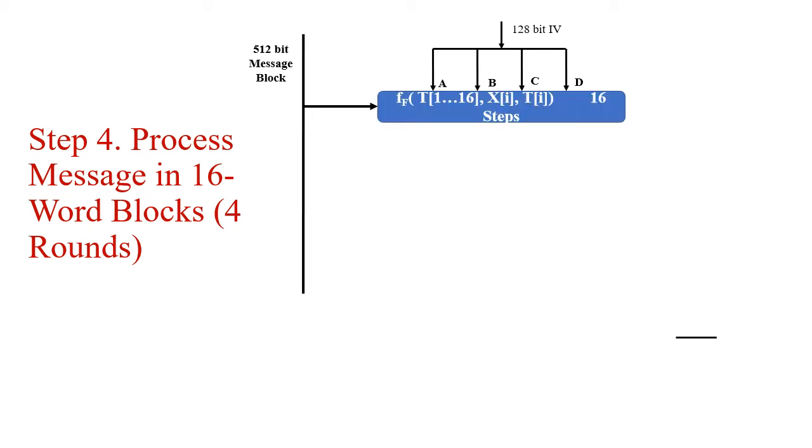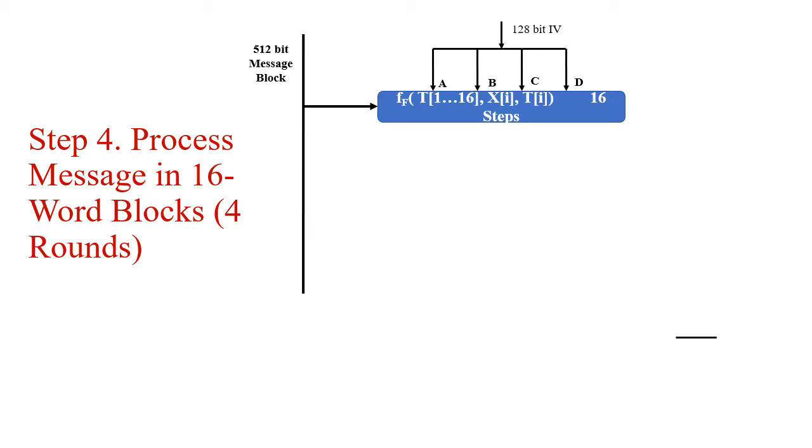The next step is we have to process the message in 16 word blocks in 4 rounds. As I told you, there are 2 inputs to your MD5 block: a 512 bit block from the original message and a 128 bit initialization vector. This 128 bit initialization vector is divided into 4 words A, B, C, D, each of 32 bits, and they are initialized to some fixed value. Inside this, it is processed in 4 rounds. Every round consists of 16 steps. So this is your first round, which consists of 16 steps. We will number them from 1 to 16.